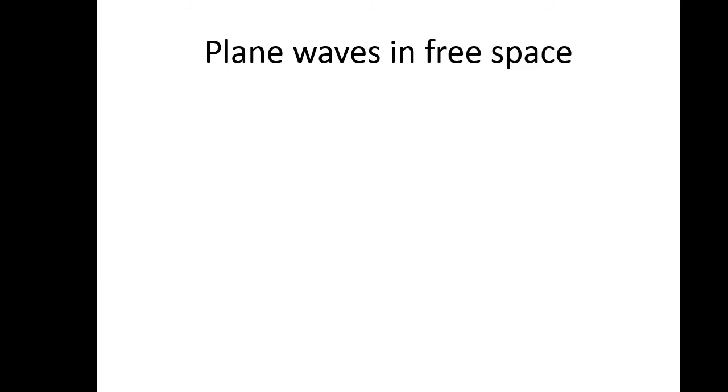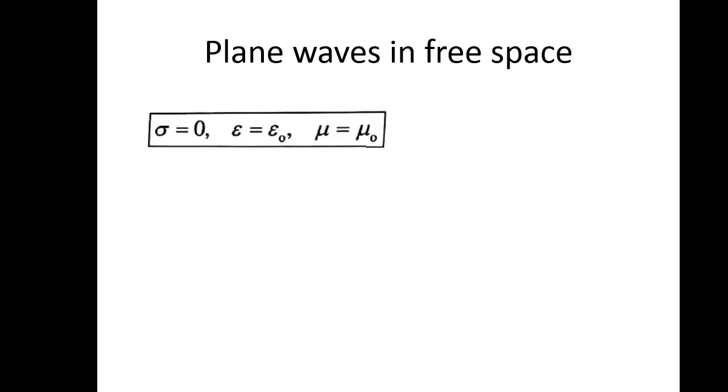Okay. Now the next case, where we are assuming the plane wave to be in free space. Free space means the first thing to be noted is conductivity is 0. Sigma will be 0. There is no loss. That is one thing you should know. Then in free space, the relative permittivity and relative permeability are equal to 1. Both are 1. So epsilon will be epsilon naught and mu will be equal to mu naught.